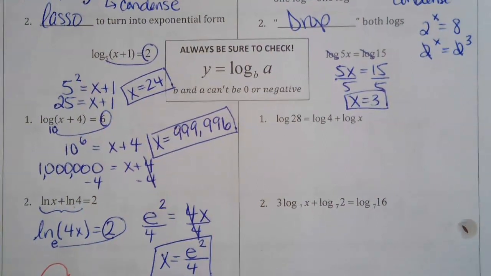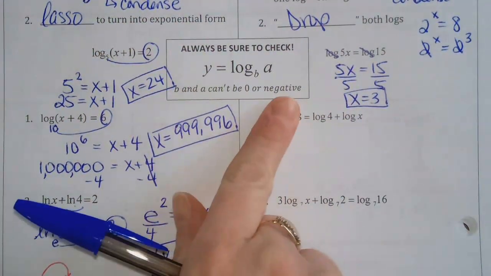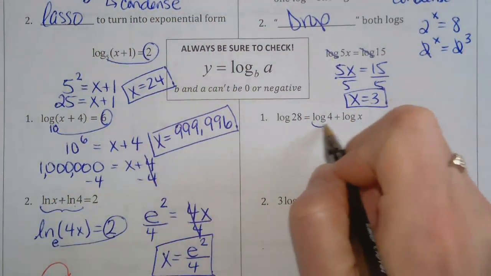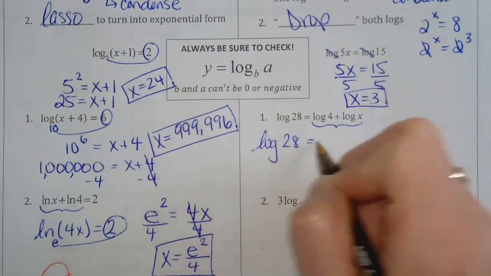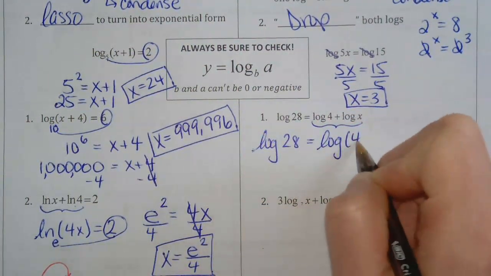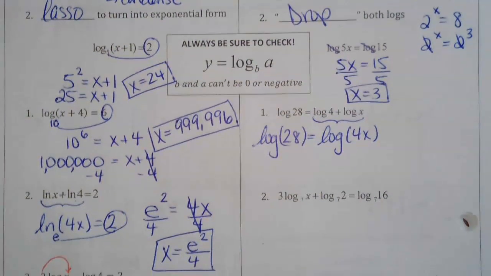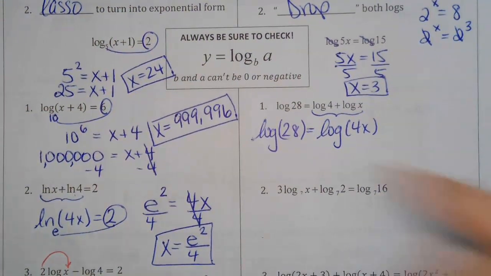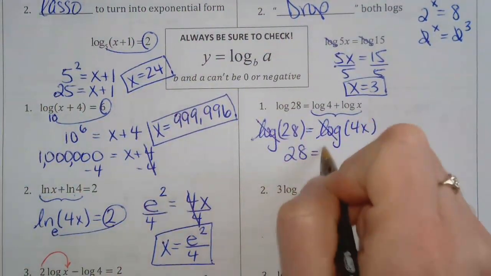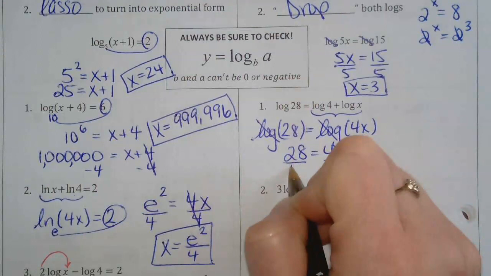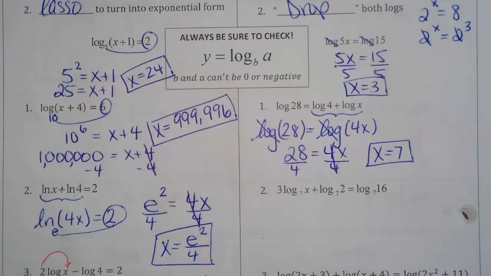So let's do one where we have to condense, because right now we have a single equal to a double. So let's put the double together. Log 28 equals log 4x. I just like parentheses. I'm going to write them with parentheses. Okay, I have a single log equals a single log. Bam, bam, alakazam. Perfect.